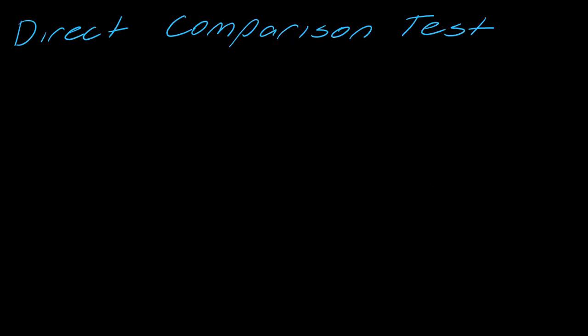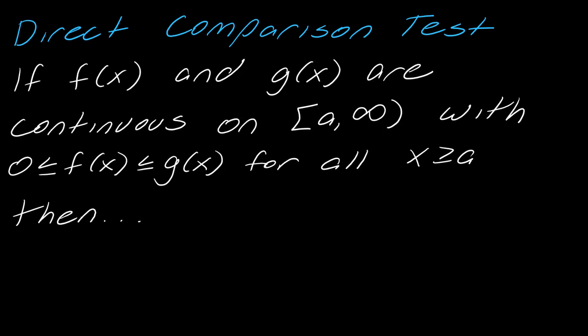There are two tests that we're going to talk about. The first one is the direct comparison test. For this one, we say if f of x and g of x are continuous on the interval from a to infinity, and this is important, you have to have the relationship 0 is less than or equal to f of x is less than or equal to g of x. What you choose for your f of x and your g of x will determine the next part of the problem. This relationship has to hold for all x greater than a.